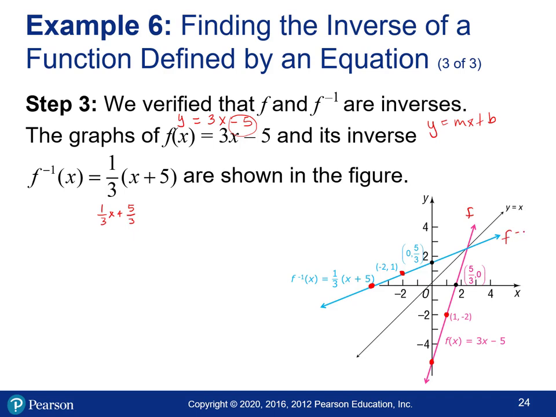And so this is the inverse function. And they always mirror about this line. They are always symmetric about the line y equals x. So this is the original graph, and its opposite.